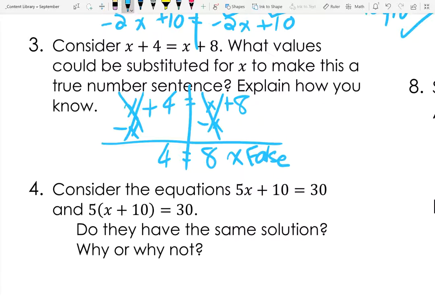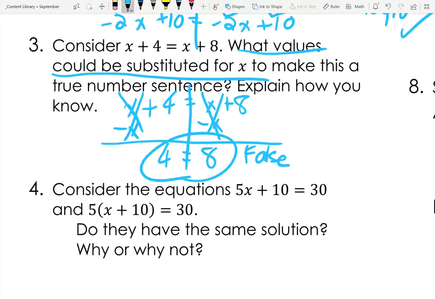But that's not what the question's asking for. The question's asking what values can be substituted for x. Well, if we pay attention, at the end of this problem, there is no x. X doesn't equal anything. And I'm left with a false statement. What that means is that the x is basically irrelevant here. No matter what I plug in for x, I will always be left with 4 equal to 8. I will always be left with a false statement.